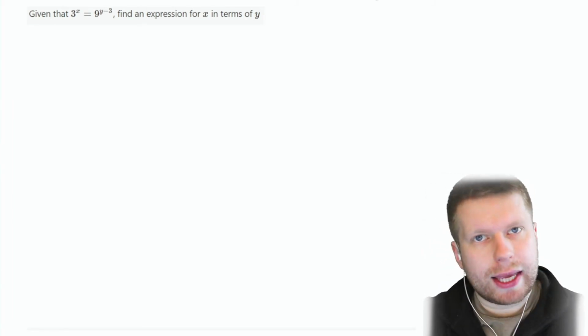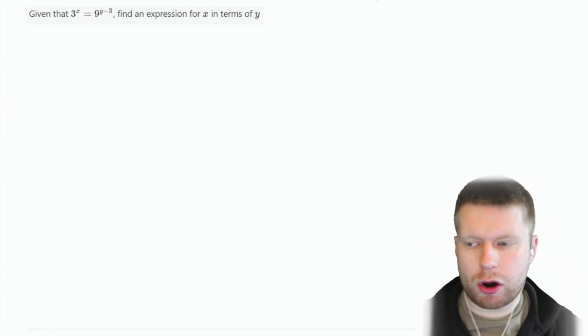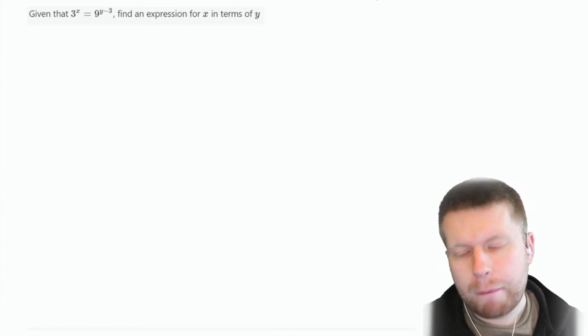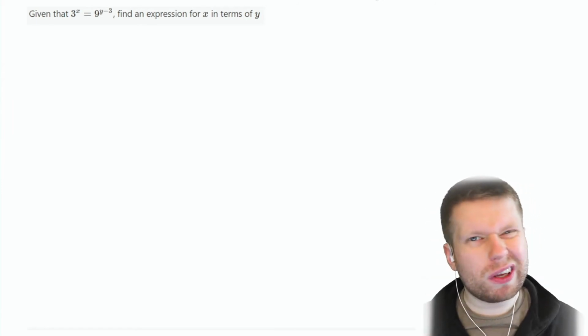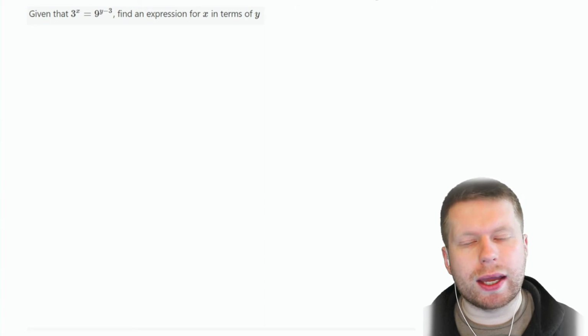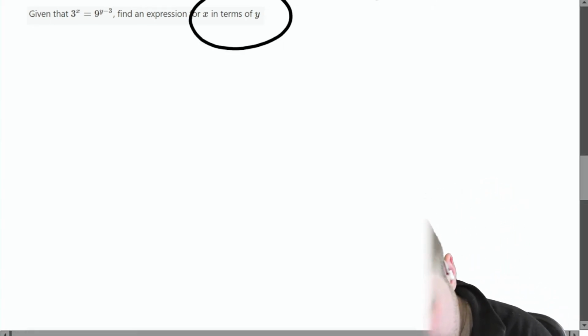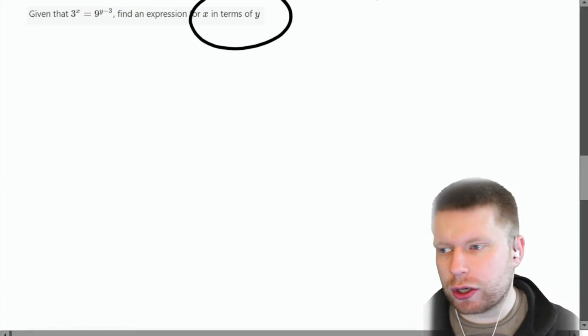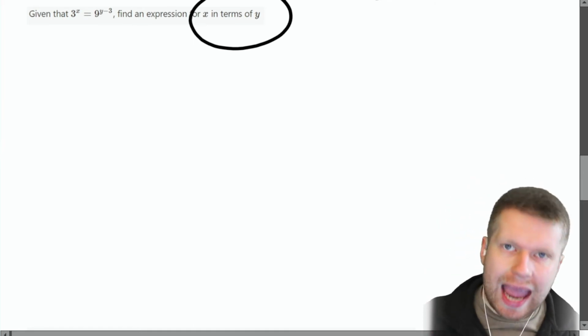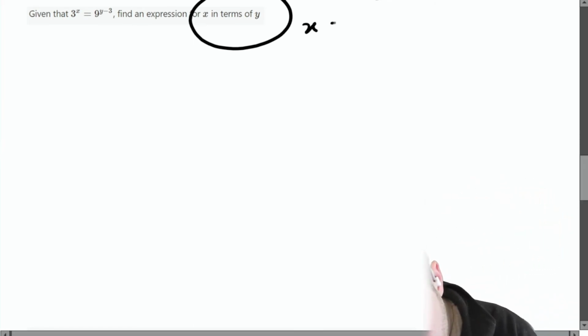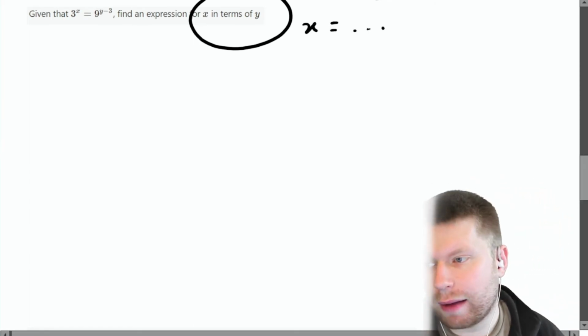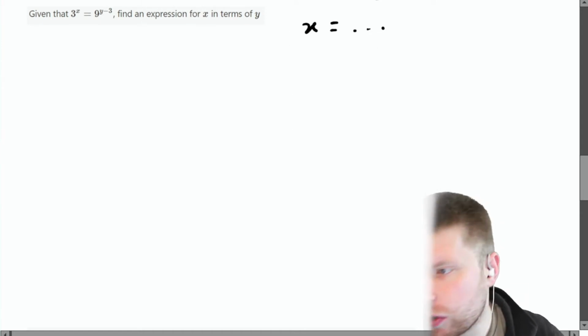So what we're ultimately doing here is, because we have two unknowns in our equation, an x and a y, but we only have one equation to use, we can't find x and we can't find y. So all it's asking for us to do instead is just to write an expression for x. So we want x equals, and then just stuff involving y on the right hand side. Okay, so let's see if we can do that.